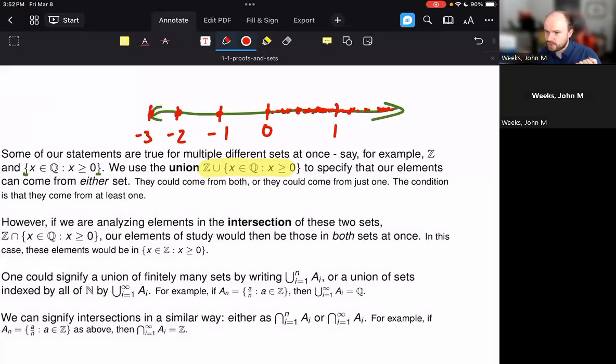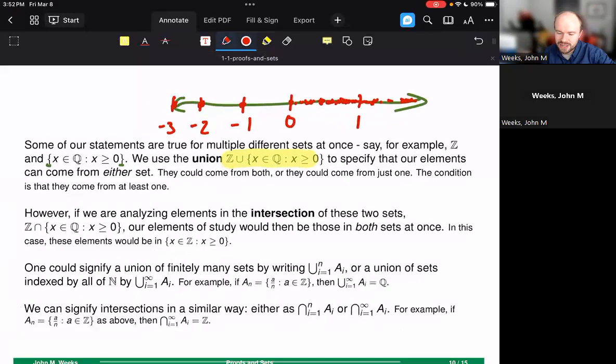Now, the intersection of two sets is a little bit different. Instead of throwing everything into the bucket, we're going to look at things in the first set and things in the second set and ask, okay, anything in this first set, is it also in the second set? If yes, then put it in the intersection. If it's not in both sets, we're going to throw it out.